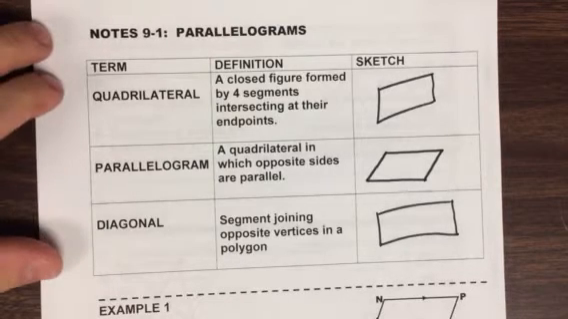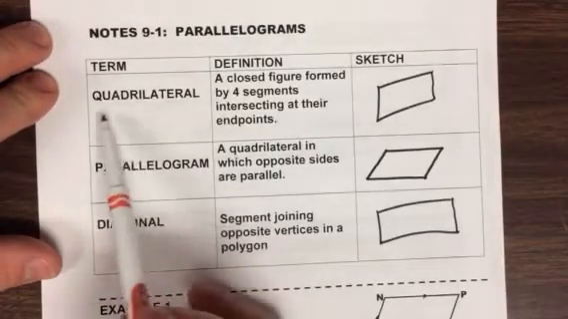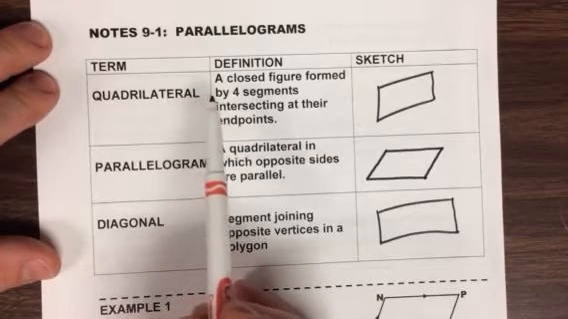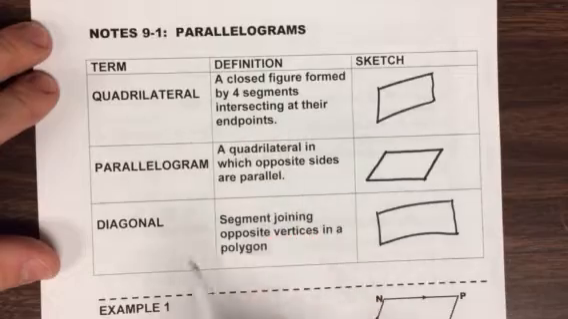The very first thing we got to do is talk about what a parallelogram is. But to do that, we have to talk about a few other definitions first. Quadrilateral is the first one we're going to talk about today. It is a closed figure formed by four segments intersecting at their endpoints.